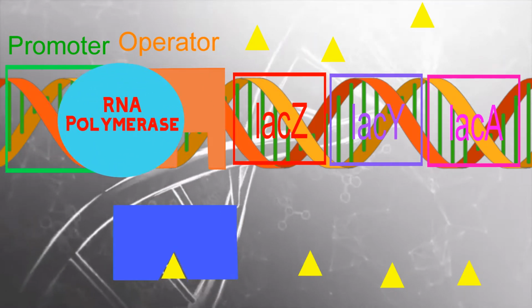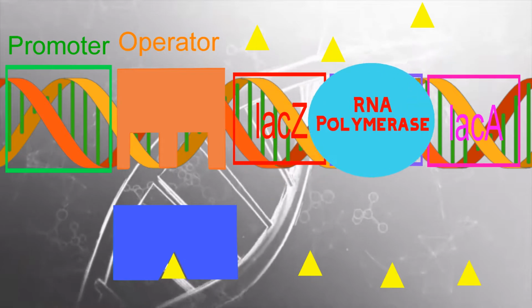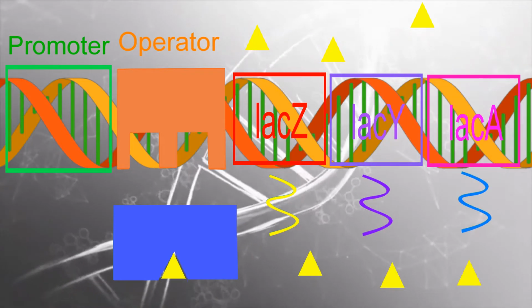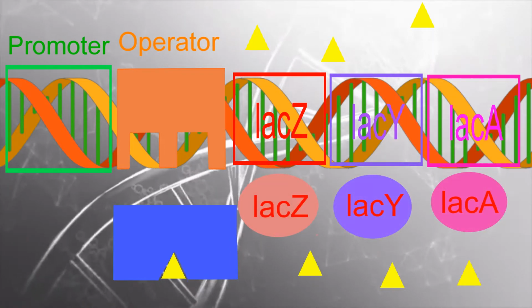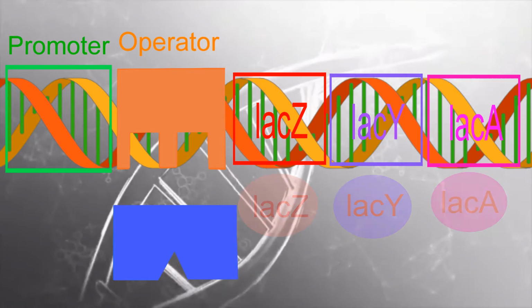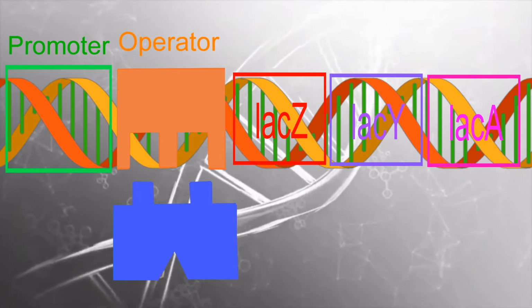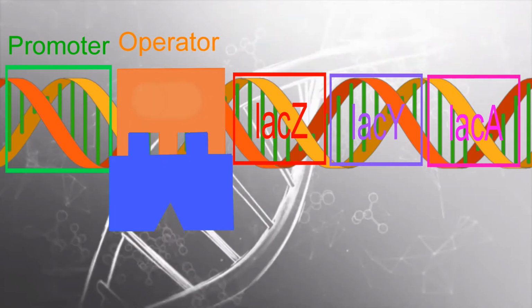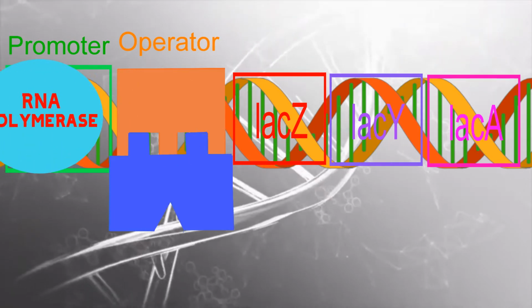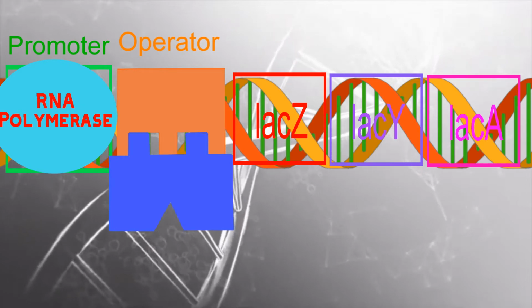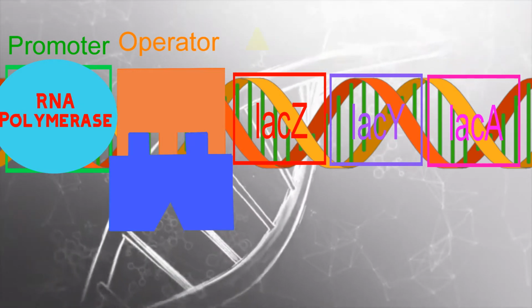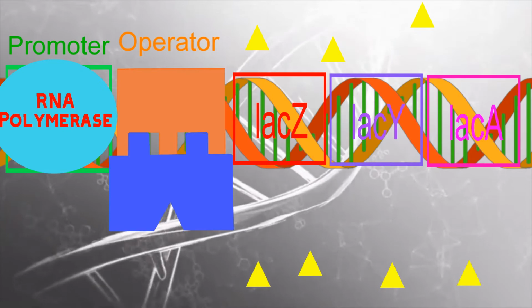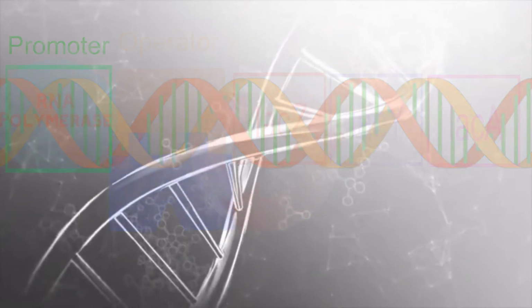RNA polymerase will go downstream of the DNA and create mRNA from each gene to create the proteins to remove the lactose. When the lactose is gone, the repressor reverts back to its original shape and will attach back to the operator, deactivating the operator. Now the RNA polymerase cannot move past the repressor and the operator. Then, when the lactose is present again, the lac operon process starts again.